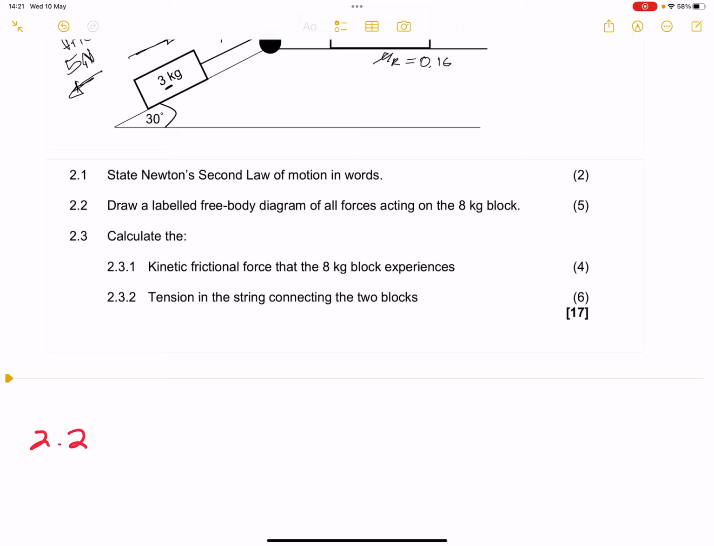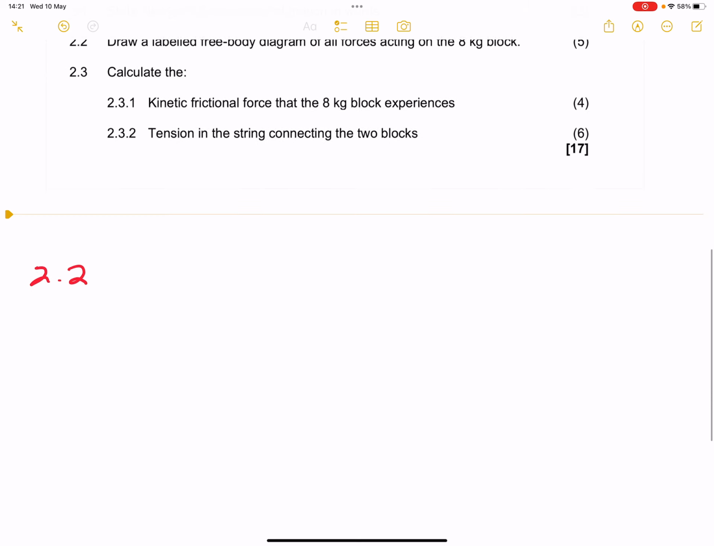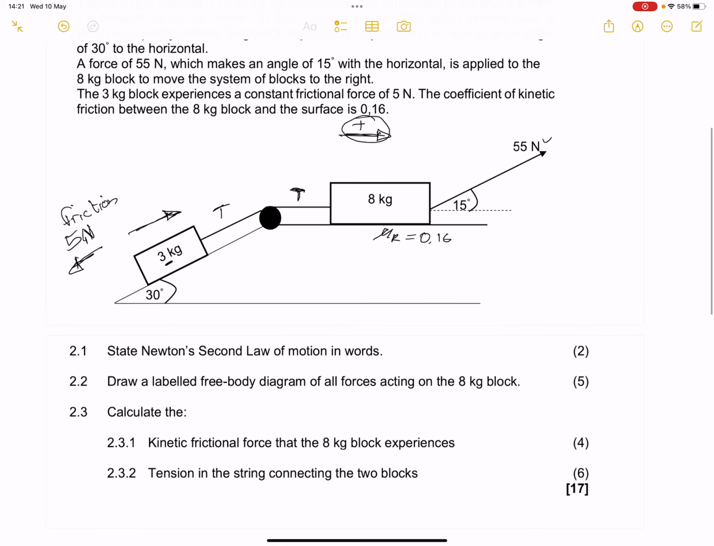Right, 2.2, however, let's start with that. They say draw a labeled free body diagram of all forces acting on the 8 kg block, right? So now, when we're looking at the 8 kg block, what are the forces that would be acting in that block? So we've got the applied force, and please remember, ladies and gents, when we are drawing a free body diagram, please label the forces in full. So that's going to be applied force there. If you choose to write the acronyms, just please state what those acronyms stand for.